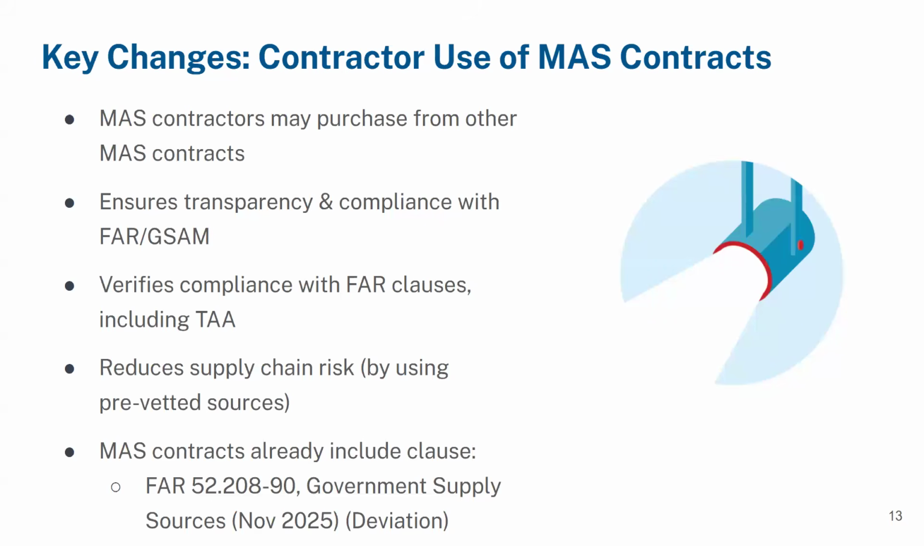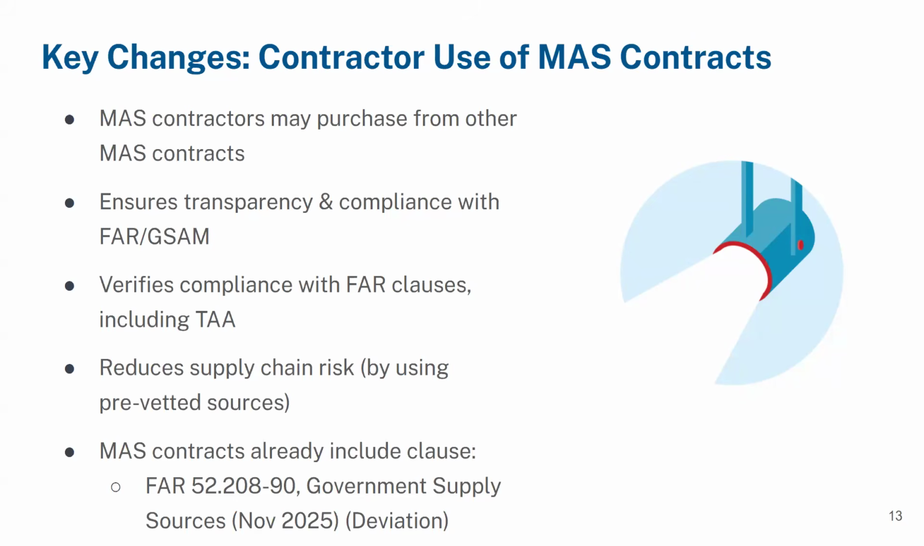This ensures transparency and compliance with FAR and GSAM, verifies compliance with FAR clauses, including TAA, and reduces supply chain risk. So really what we're talking about with those bullets is that FAS and the vendor community have done the work of vetting this stuff and getting it on contract. So you utilizing those existing contracts, taking advantage of that work that we've all done, just makes a lot of sense. So expanding this flexibility is going to be really beneficial. And I think we just need to get everyone really comfortable with the process and make sure everyone's aware that it's available. I think that is going to be our big task with this.